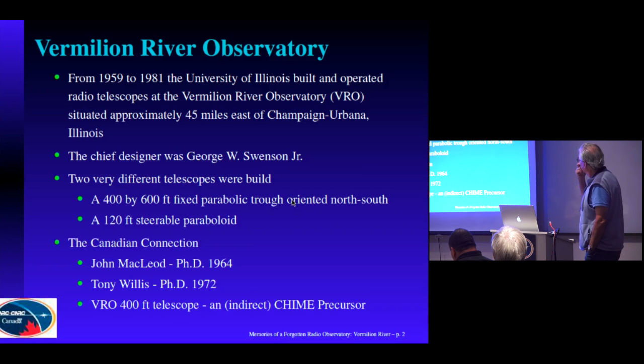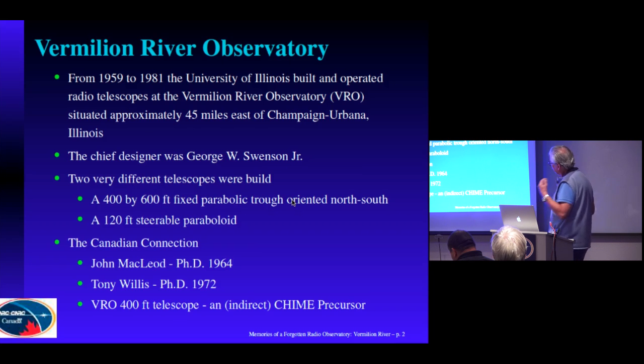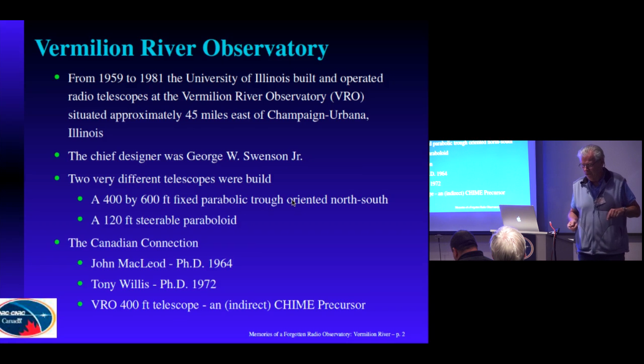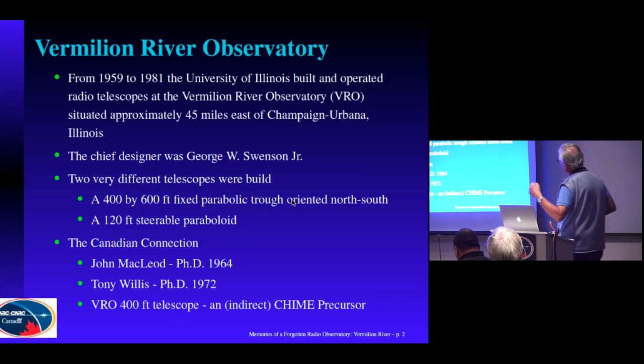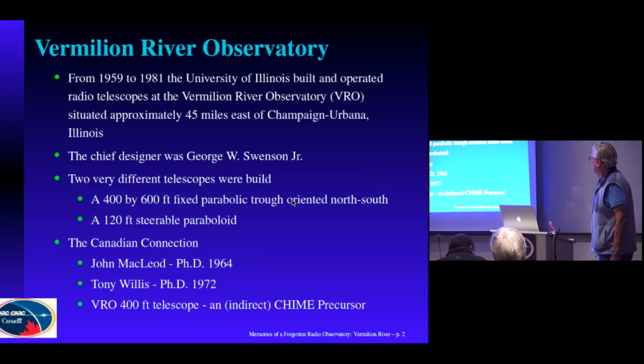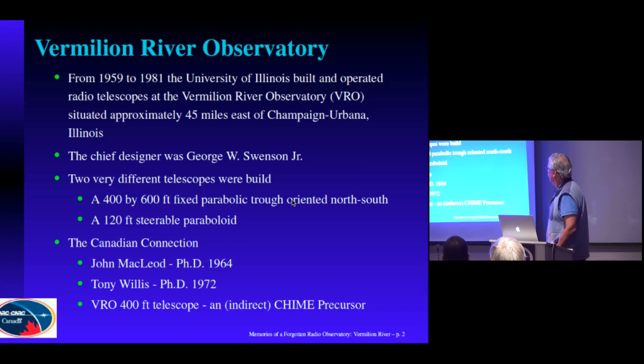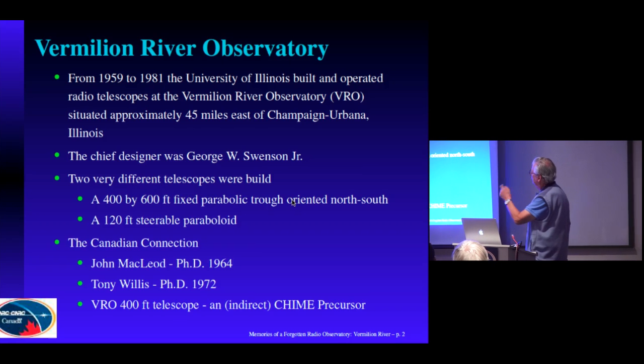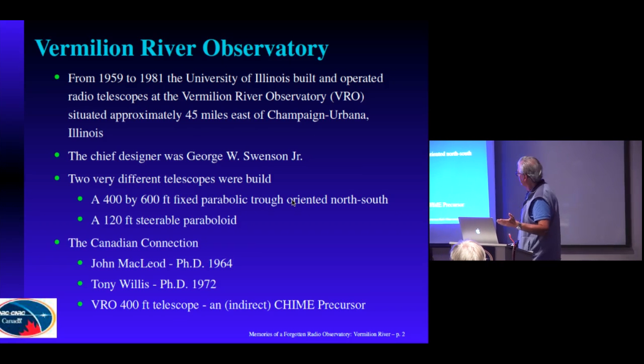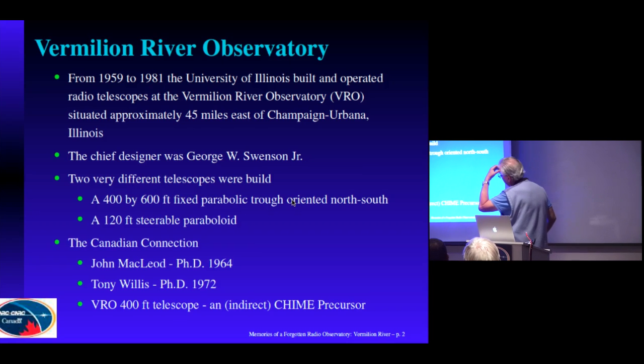So what was Vermilion River Observatory? Well, from 1959 to 1981, the University of Illinois built and operated telescopes at this particular place. The University of Illinois is located in Champaign, Illinois, about a 2-hour drive south of Chicago. When you get there, if you drive about 60 miles for about another hour east, you hit a small town near the Indiana border called Danville, and then you go about 10 kilometers or so southeast from Danville toward the Illinois-Indiana border. There's a river there called the Vermilion River.